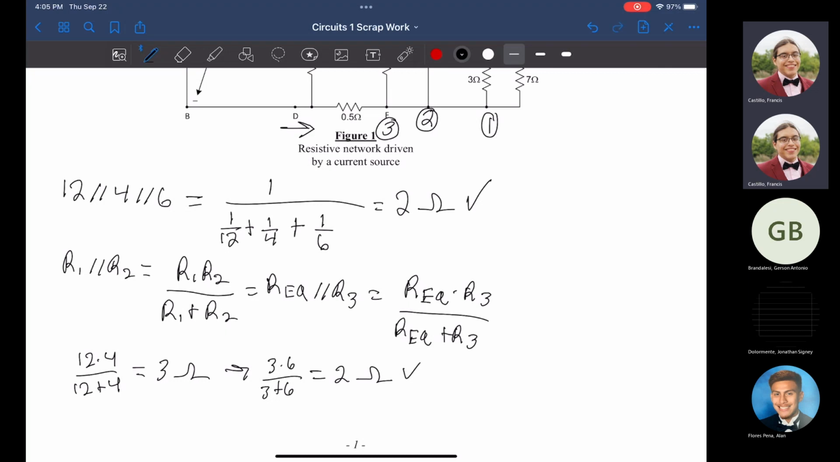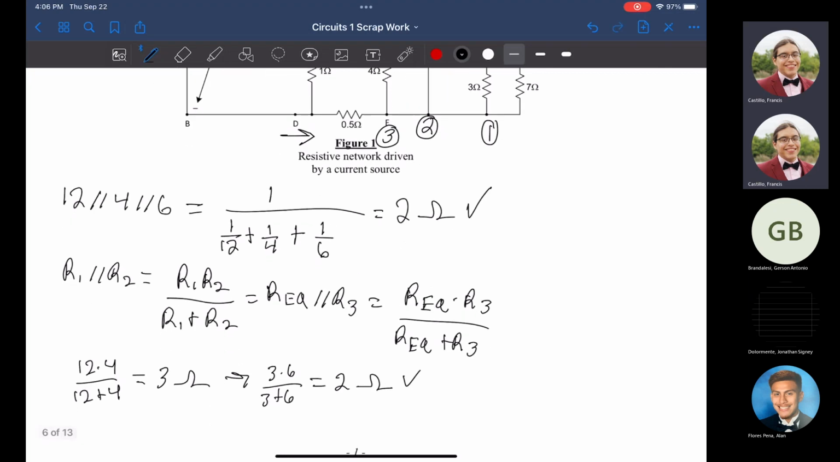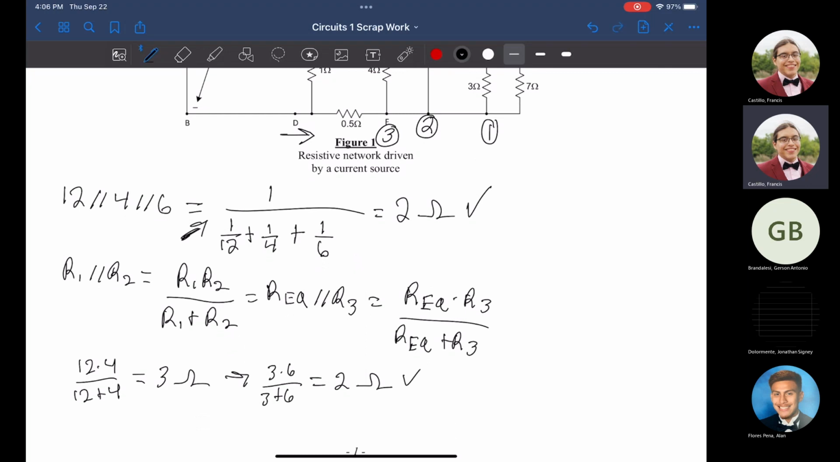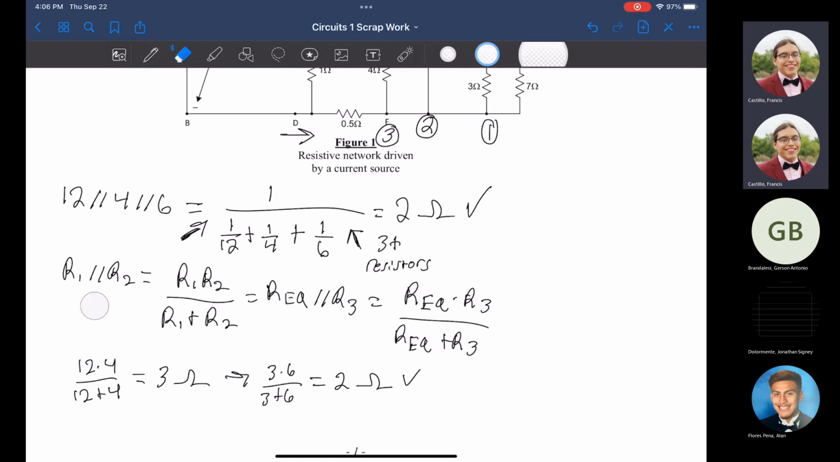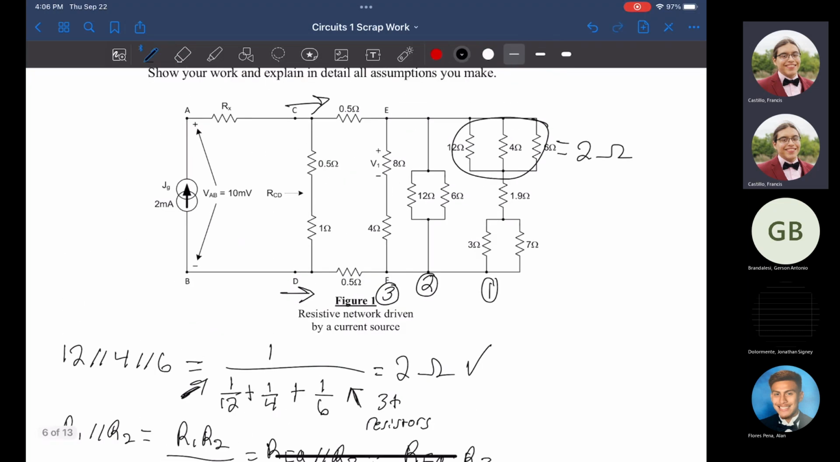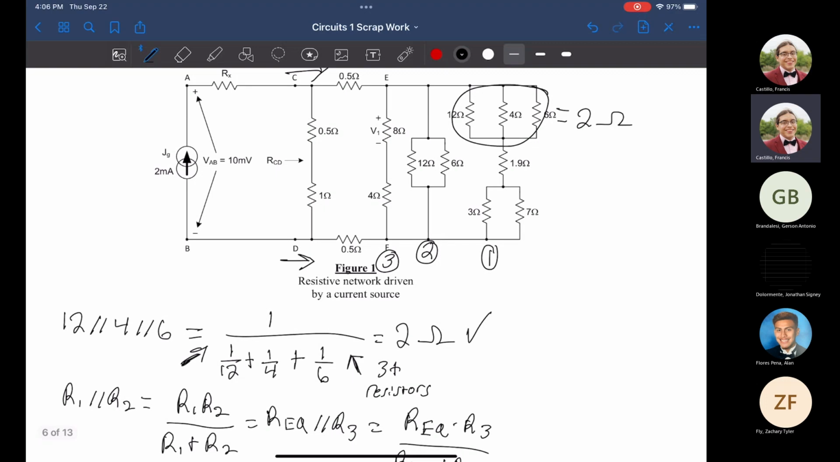The formulas you may use just depend on your preference and how much time you have, I guess. In my opinion, this top one right here is the one I would use whenever it's 3 or more resistors. And this bottom one right here is for when it's 2 resistors in parallel, because there's no point using these equations if you're only working with one single component. So we're going to take this one right here and do the same math for it.